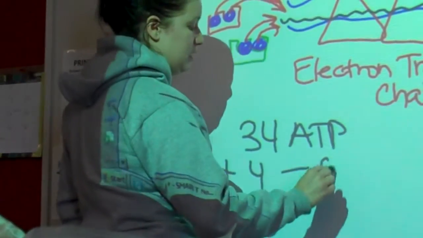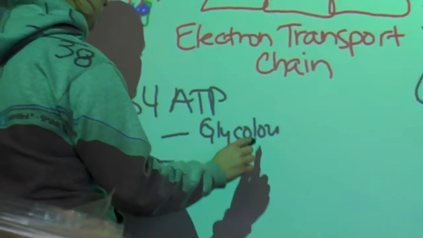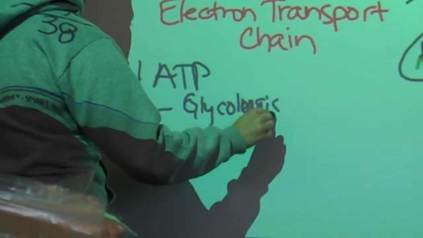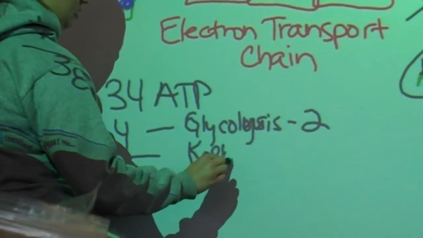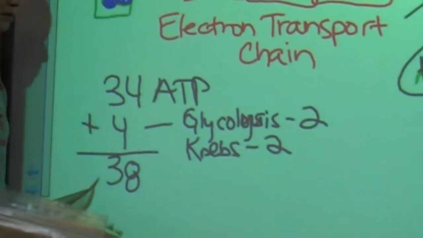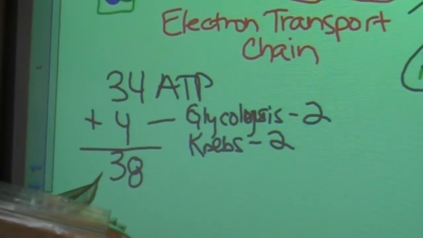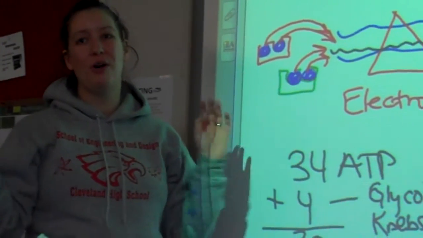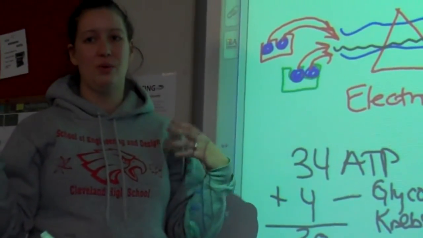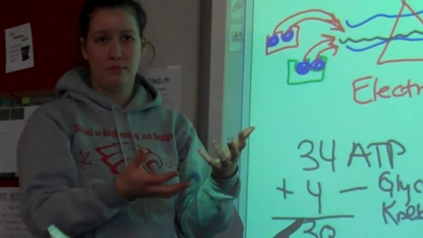Glycolysis. How many come from glycolysis? 2. 2 from glycolysis. 2 are from Krebs. Any questions? 34 all came from oxidative phosphorylation. Right? So we had 4 ATP in the beginning. That wasn't that much. So we had to wait till the very end to cash it all in and make it actually worth something. Any other questions?